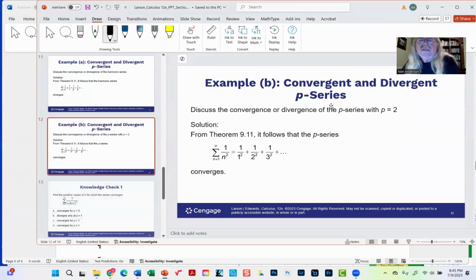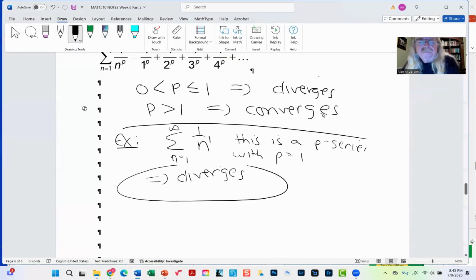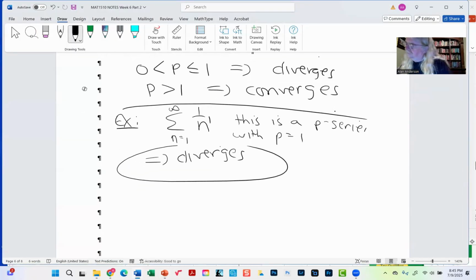Wow. But on the other hand, this one we were just looking at a minute ago, this is a p-series with p equals 2.